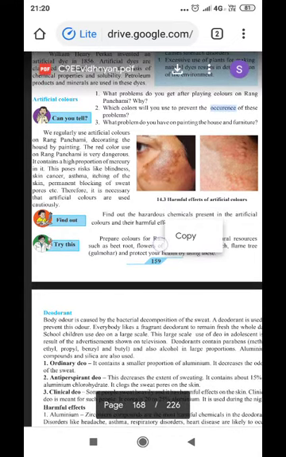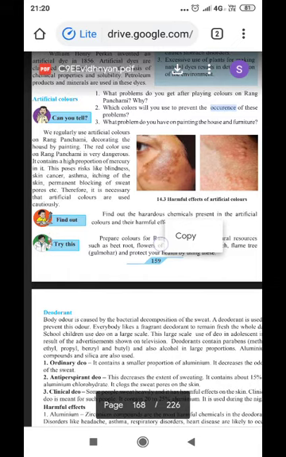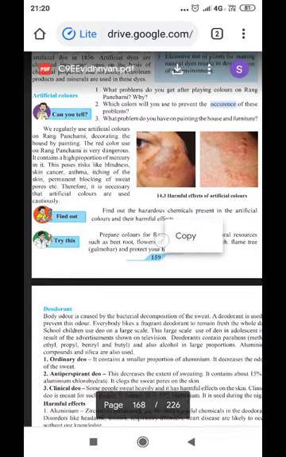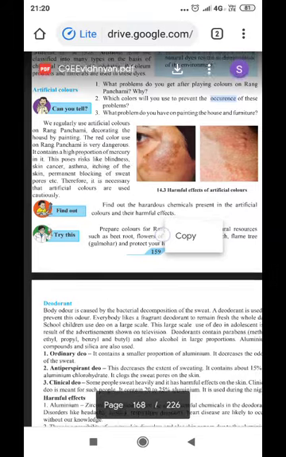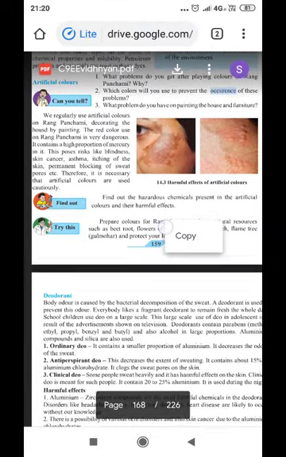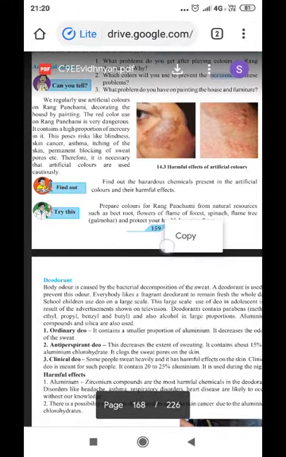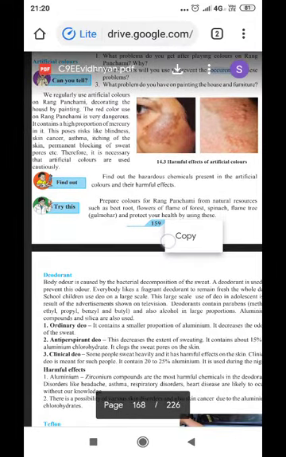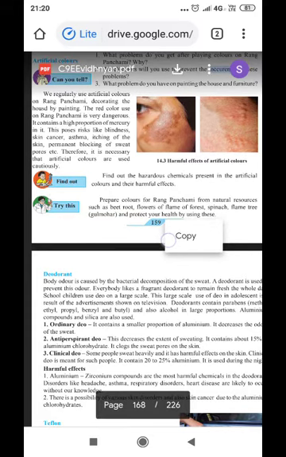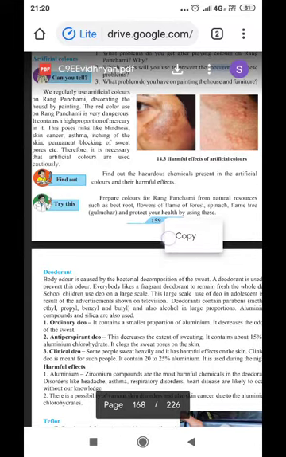We regularly use scientific artificial colors on Rang Panchami. Decorating the house by painting with the red color used on Rang Panchami is very dangerous. It contains a high proportion of mercury. It poses risks like blindness, skin cancer, asthma, itching of the skin, permanent blocking of sweat pores, etc. Therefore, it is necessary that artificial colors are used cautiously.